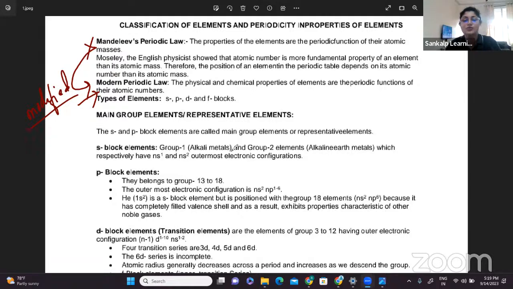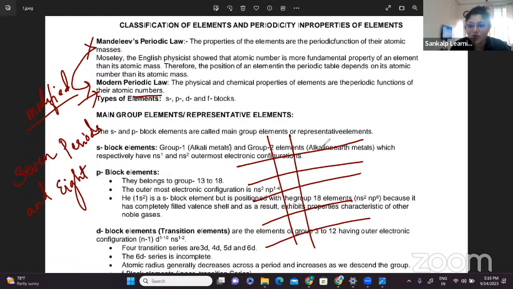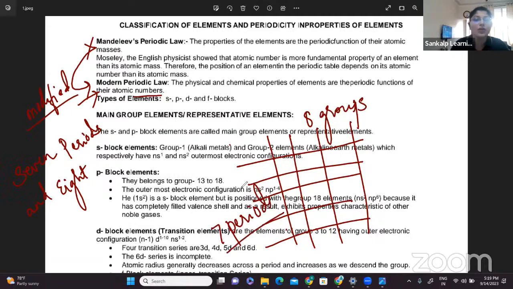Based on this modern periodic law, the elements were arranged in increasing atomic numbers and classified into 7 periods and 8 groups. Vertically there are 7 periods, and horizontally 8 groups. So this was according to the modern periodic law.